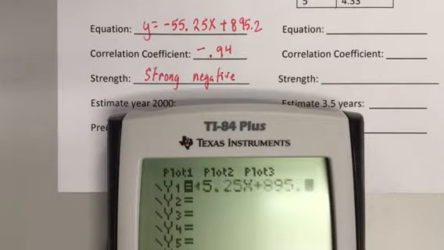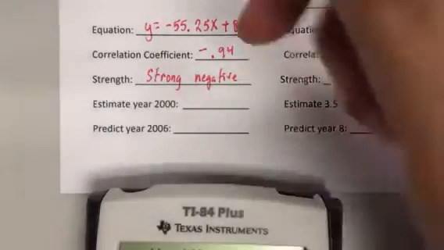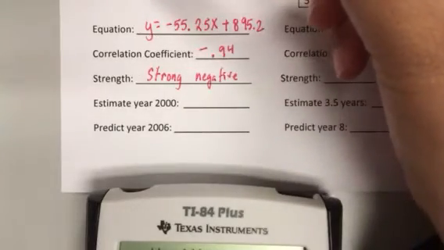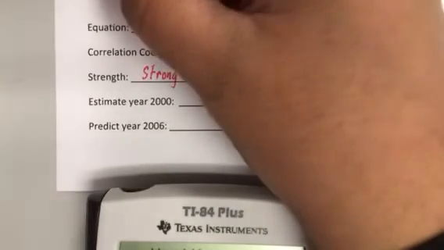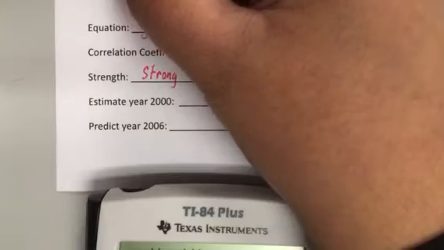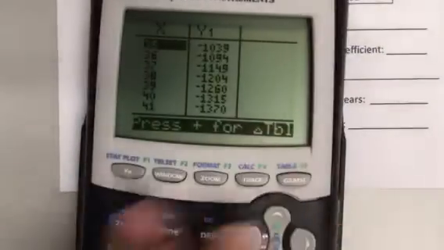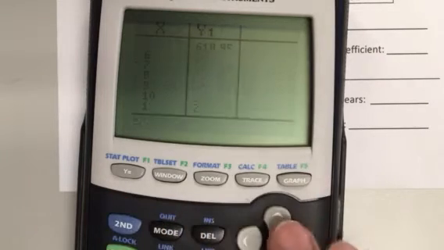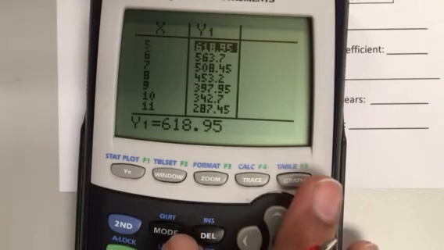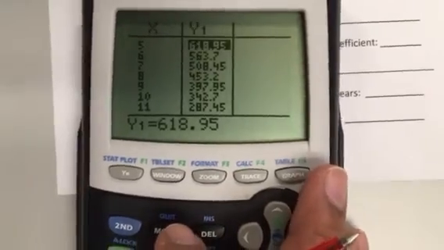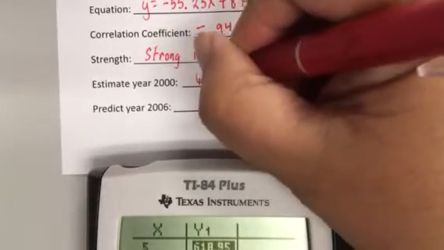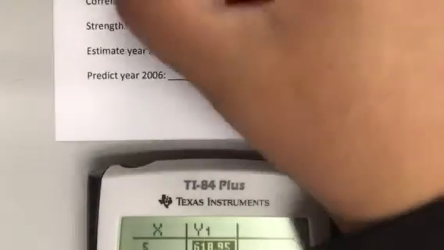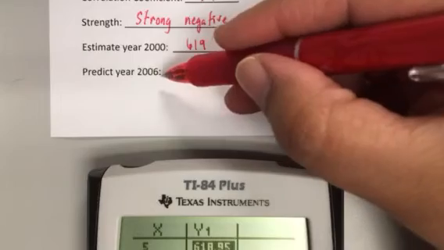We'll work past that. Okay, so we're going to go to the second graph. We're looking for year 2000. So year 2000 would actually be our 5th year. So here's 2000. So we're going to go to 5. What is it at year 5? We're going to round to the nearest whole case, so it's 619.